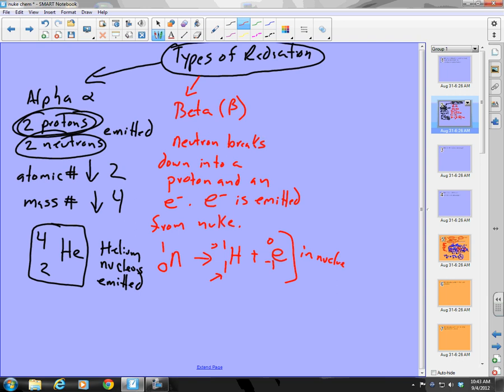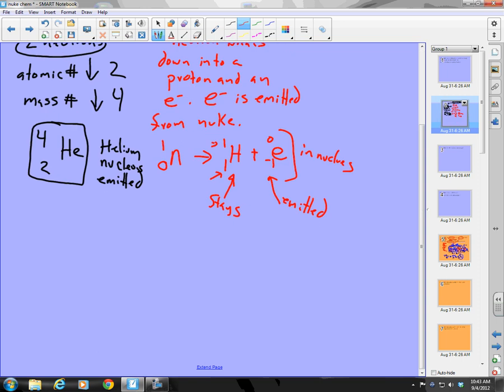Good. So now this represents what goes on in the nucleus, right? In the nucleus, the proton stays, and my electron is emitted. It means it's spit out, right? Good. So what has happened to my atomic number? I have a neutron that becomes a proton. Do the number of protons increase? Yes, they do. That means my atomic number goes up by a value of 1.